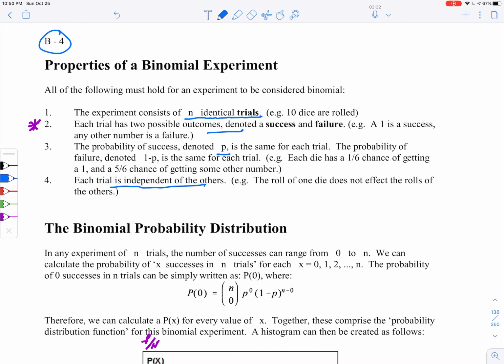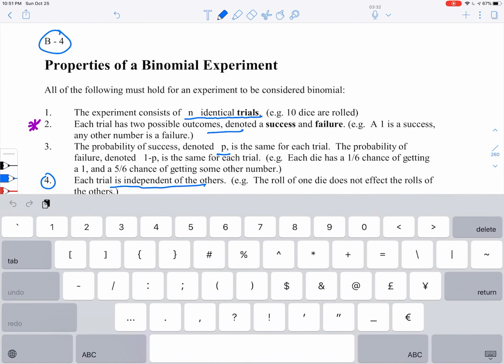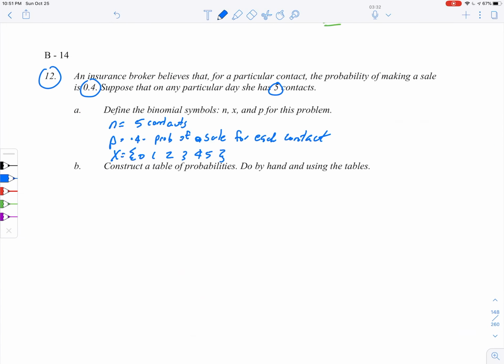We have to make an assumption in this particular case that they don't know each other, so they're not affecting each other in any sort of way. Let's go back here to the page that we were on, which is about page 148, I think. Right there. Okay. Construct a table of probabilities. So we're going to have x and then p of x. And I'm going to do this two ways. Do it by hand and also using the tables.